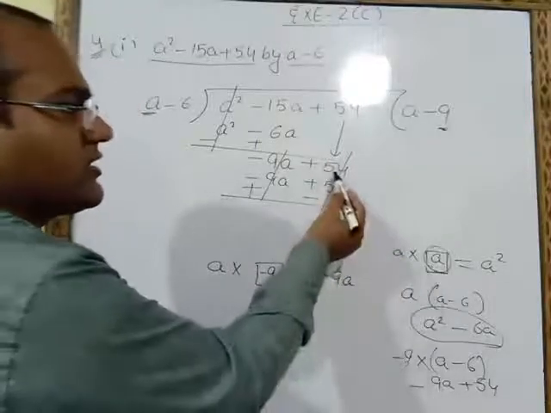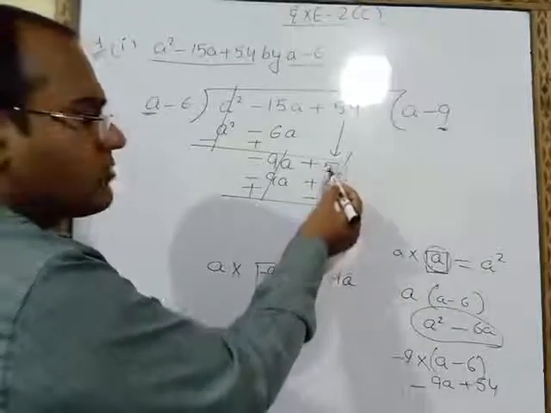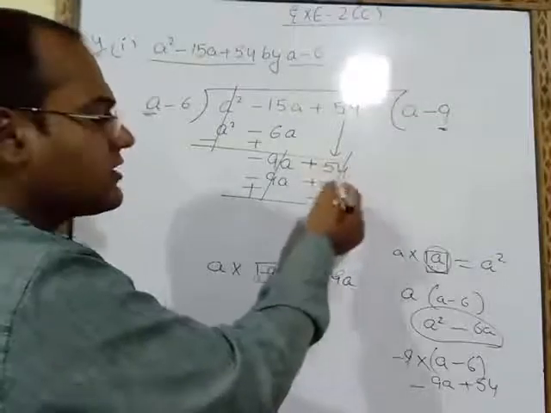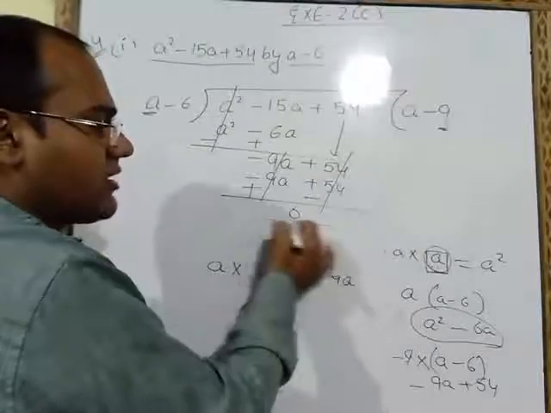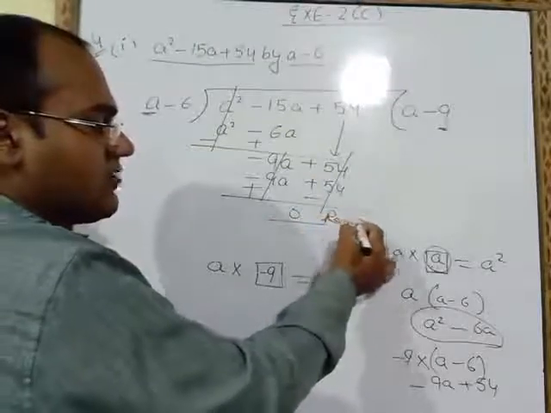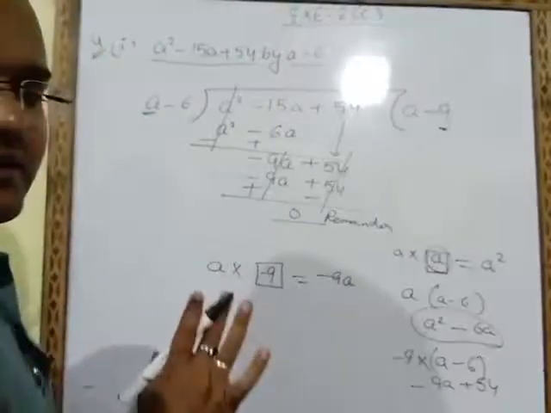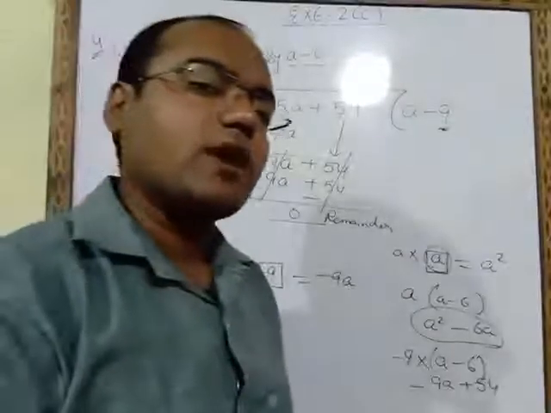So that's why this plus 54 and minus 54 are the same thing with opposite signs. Because of this opposite sign we have to cancel them. Now the remainder is 0. So here we got the remainder. Now this is the answer, but in the question it is written that you have to verify also.